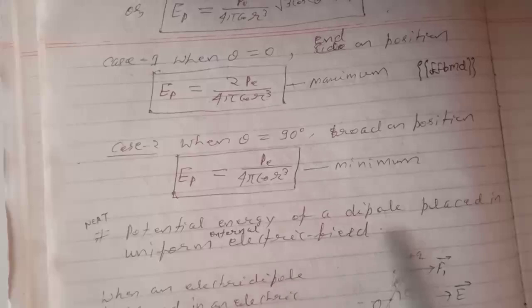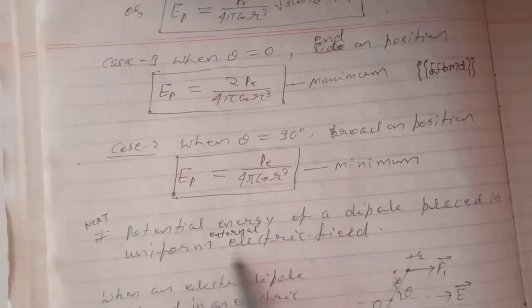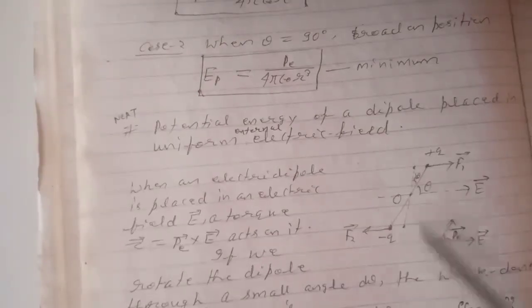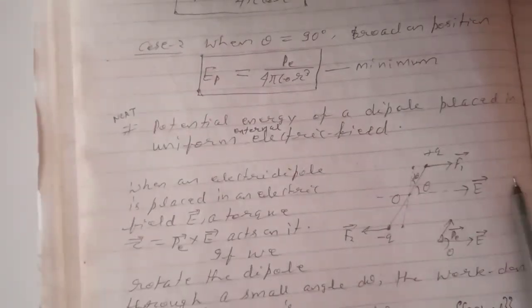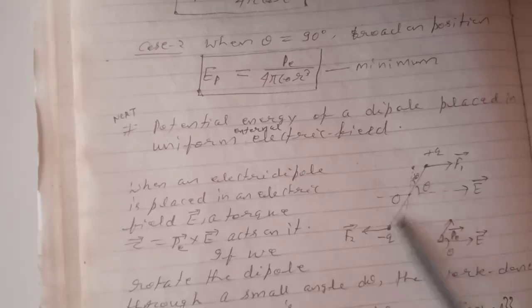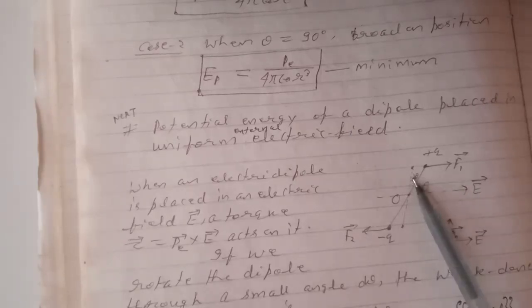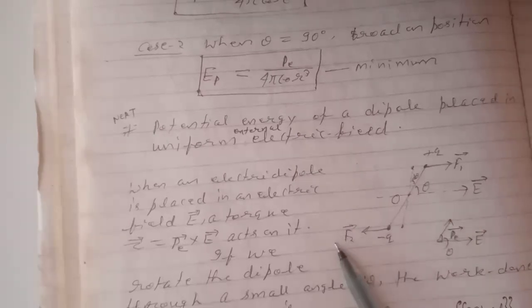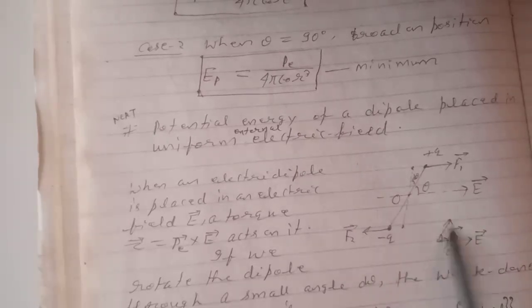Now the potential energy of a dipole placed in a uniform external electric field. Here a dipole is placed in the electric field, and the dipole is displaced by an angle θ, initially θ and then again displaced by dθ, and the E vector and p vector directions are shown.